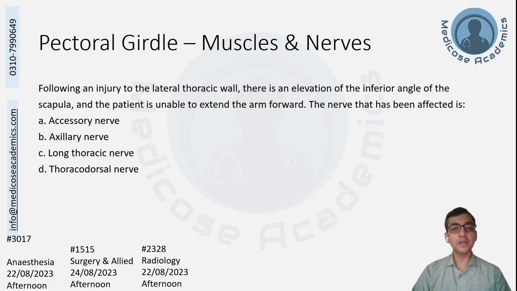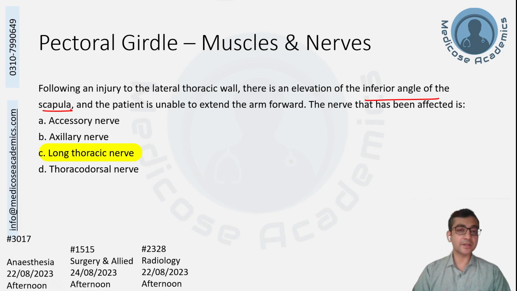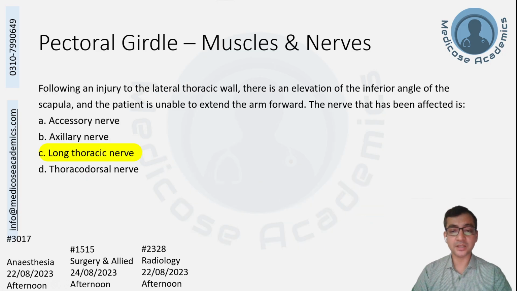And the same question, following an injury of the lateral thoracic wall, there is an elevation of the inferior angle of scapula. So here the winging of scapula has been asked in a separate form. The patient is unable to extend the arm forward. The nerve that has been affected is long thoracic nerve. This question has been asked a number of times too. You can see that question, the serratus anterior one or the long thoracic nerve, has been asked a number of times.